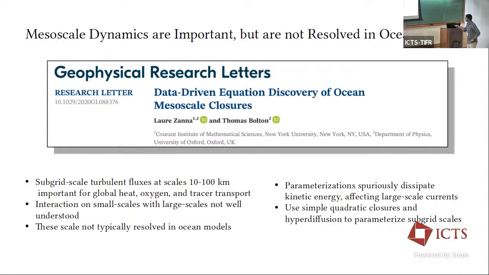Now, I don't have to repeat what was said multiple times in this workshop, that mesoscales in the ocean matter, but they're also not very well resolved in the climate models because of limited resolution. And any parameterizations used to represent these mesoscales have some conflicting physical properties: either they dissipate kinetic energy, or they have spurious feedbacks on the large scale currents, introducing further errors, or they use simple quadratic closures or hyperdiffusion to parameterize the subgrid scale momentum and temperature flux. Okay, so there are problems with the mesoscale representation in current ocean models.